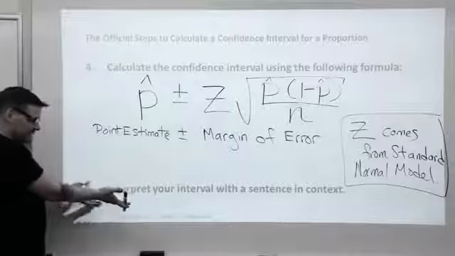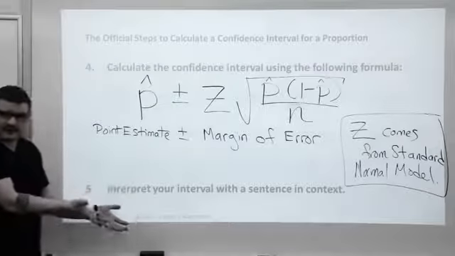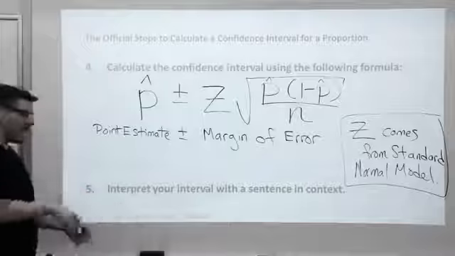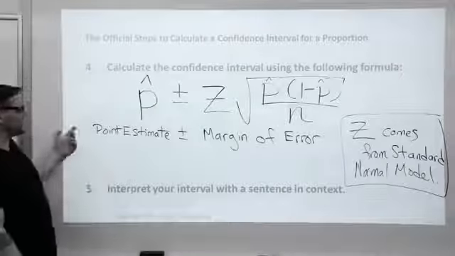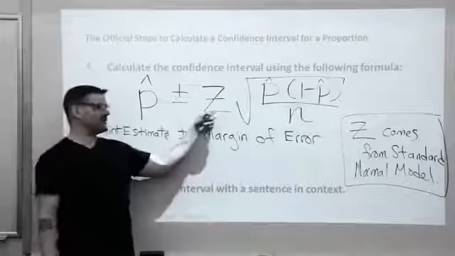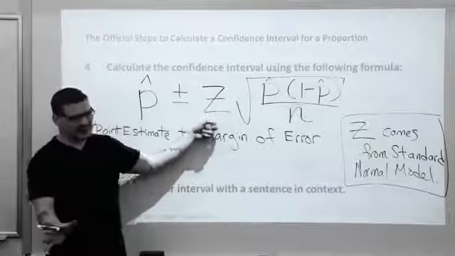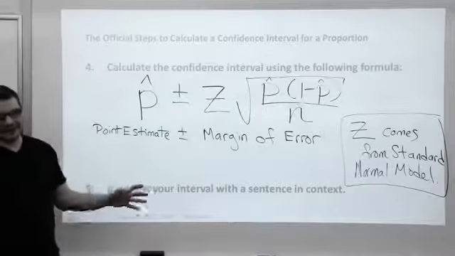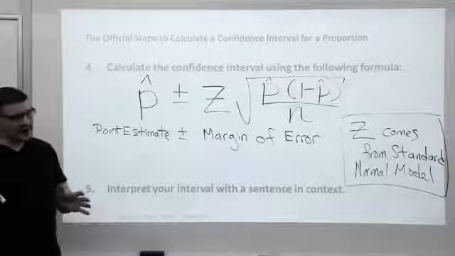And finally, step 5, interpret your interval with a sentence in context. In Video A, all these steps were done. It's just that maybe we rounded to 2 based on the empirical rule. Not allowed to really do that anymore because it will make a difference.